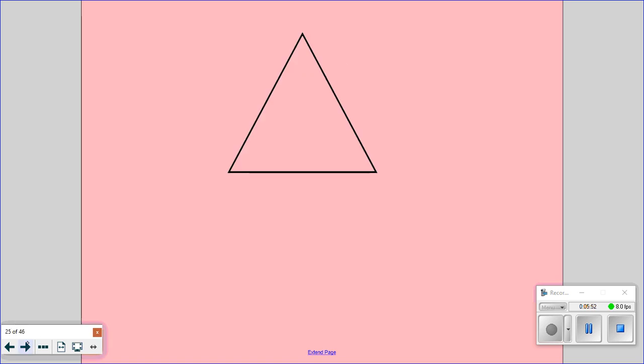What's the name of this shape? Archer? Triangle. How do you know it's a triangle? 3 sides, 3 corners. That's the rules of being a triangle.